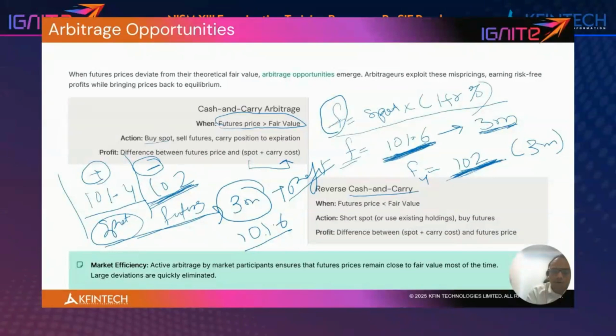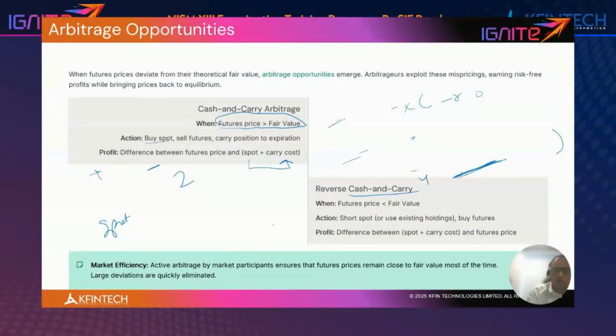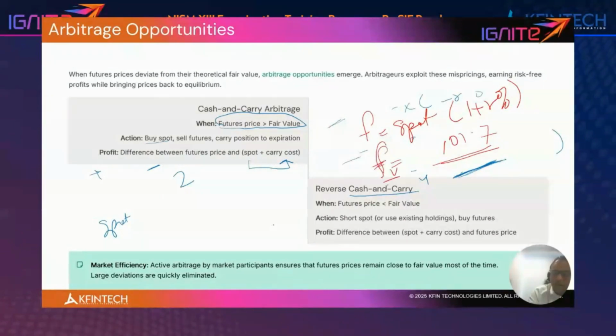Suppose now, let's erase this one and take a fresh example for the reverse cash and carry arbitrage. Now suppose from the formula again, futures has to be spot times 1 plus rate. Now based on this, suppose the futures value is 101.7, for example. So this should be the no arbitrage price for the futures, or the fair value. But actually in the market, the futures price is trading at 101.5.